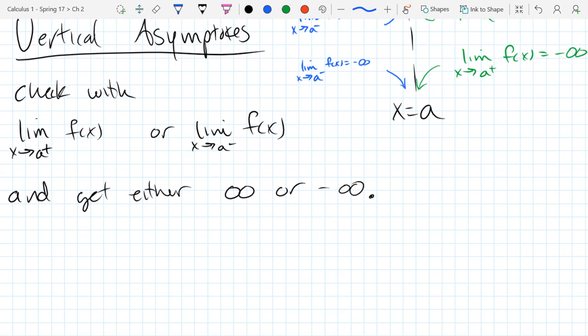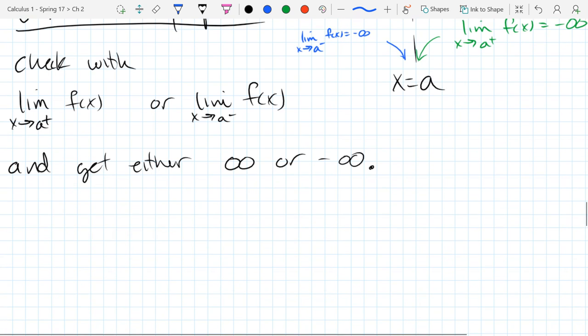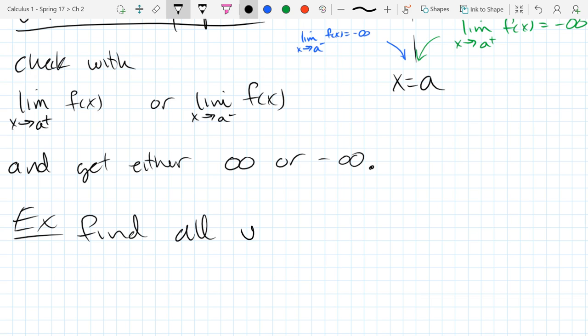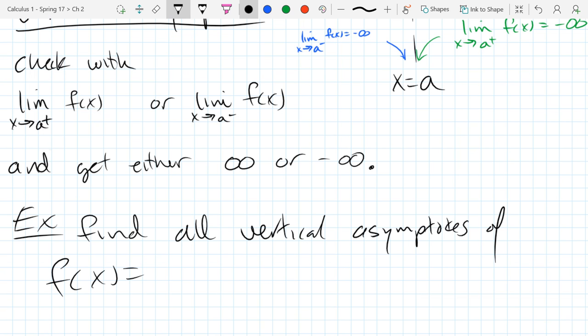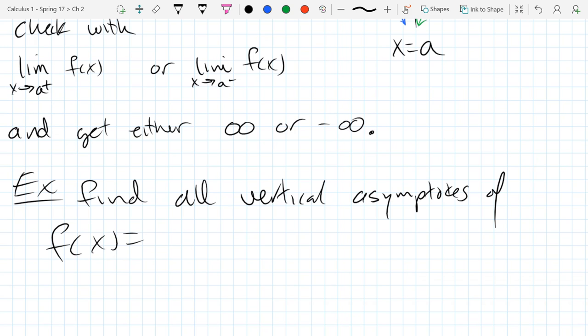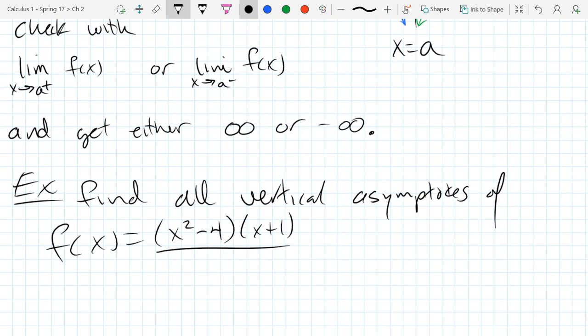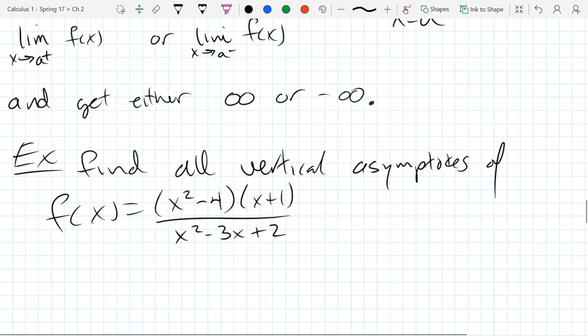So let's find all vertical asymptotes of f(x) equals (x squared minus 4) times (x plus 1) over (x squared minus 3x plus 2). So find all vertical asymptotes. There should be at least one, maybe two.